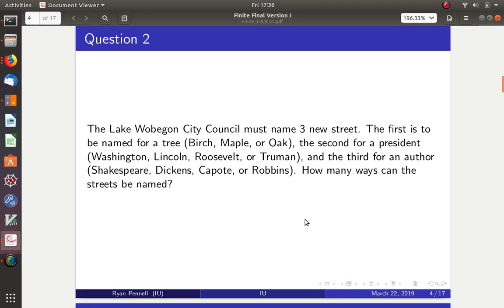Alright, so a few things I noticed about this. Again, this is a how many question. Has nothing to do with probability. So we don't need to determine anything to do with probability, which is good because that would take much more time. Another thing I noticed is it says there's first, second, and third.